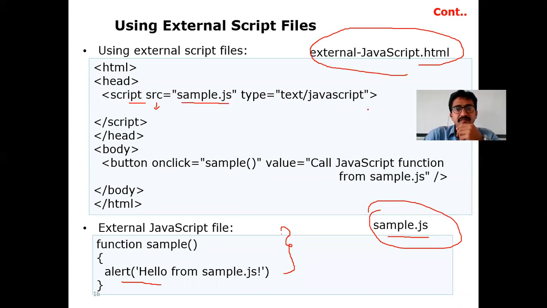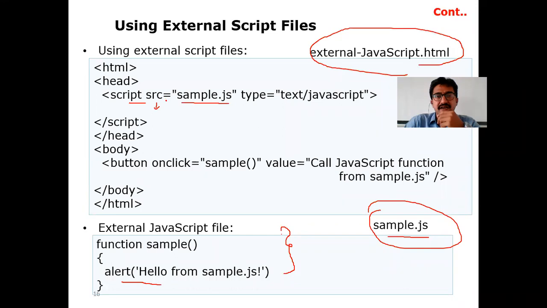Okay. Now with the help of the src attribute, I am connecting this sample.js, and type equal to text/javascript. Now that is the end of the script. So this is one way of using script, that is writing and calling an external javascript.